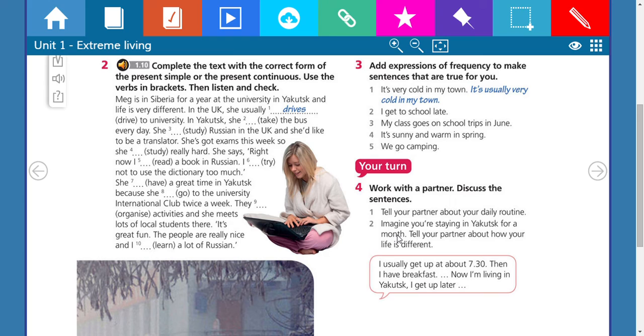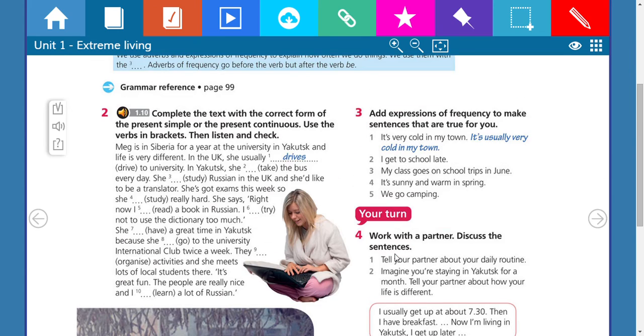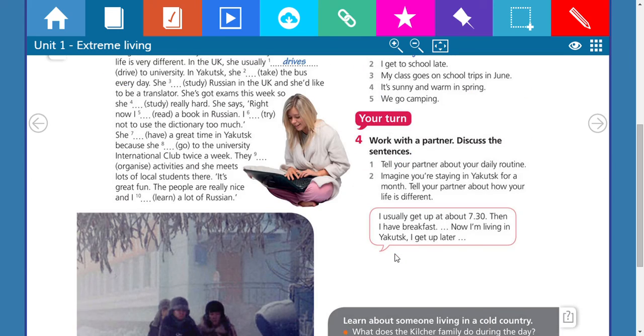Number two, imagine you are staying in Yakutsk for a month. Imagine you are in Yakutsk, in Siberia, remember? Tell your partner about how your life is different. For example, here in Cañete, you can wear shorts or t-shirts. In Siberia, do you wear shorts and t-shirts? No, that's impossible.